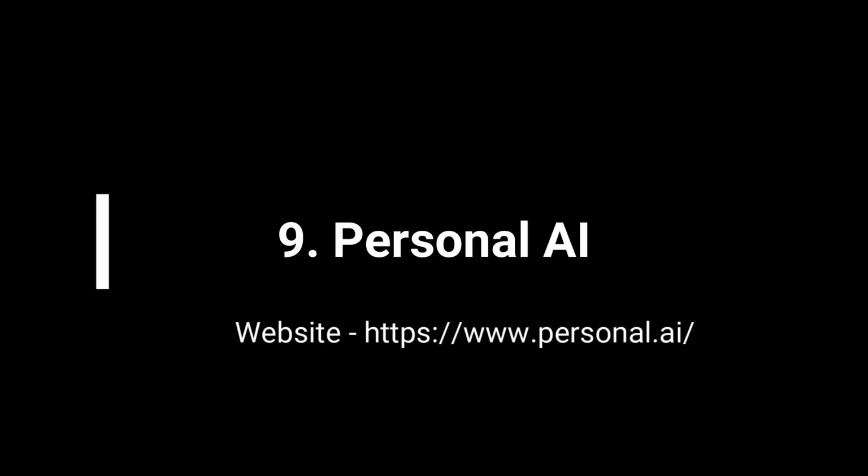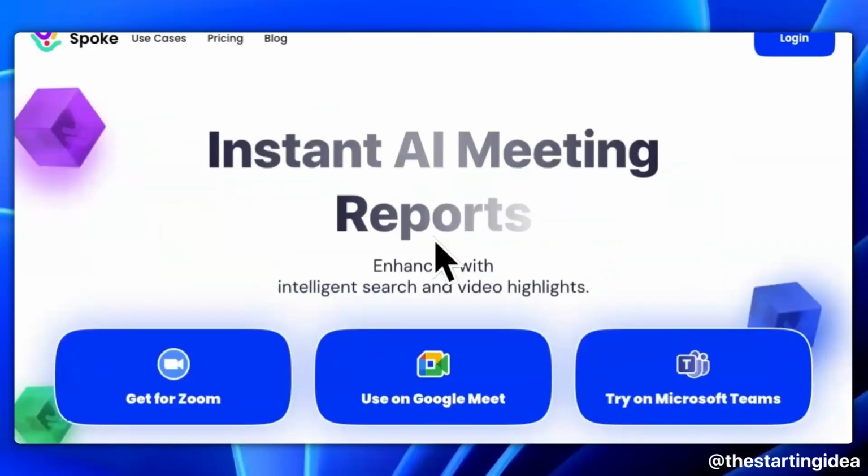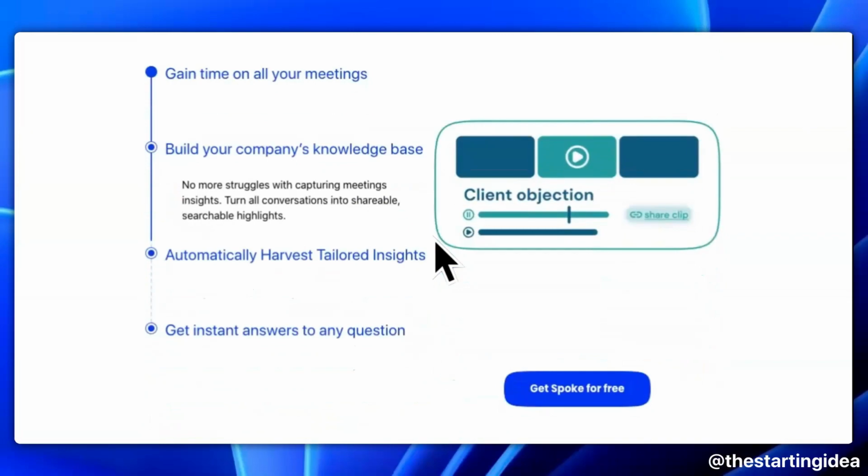9. Personal AI. Clone digital version of you to automate conversations on your behalf when speaking with friends, peers, and coworkers. 10. Spoke AI. Rapid AI-powered meeting reports with video highlights and intelligent search.